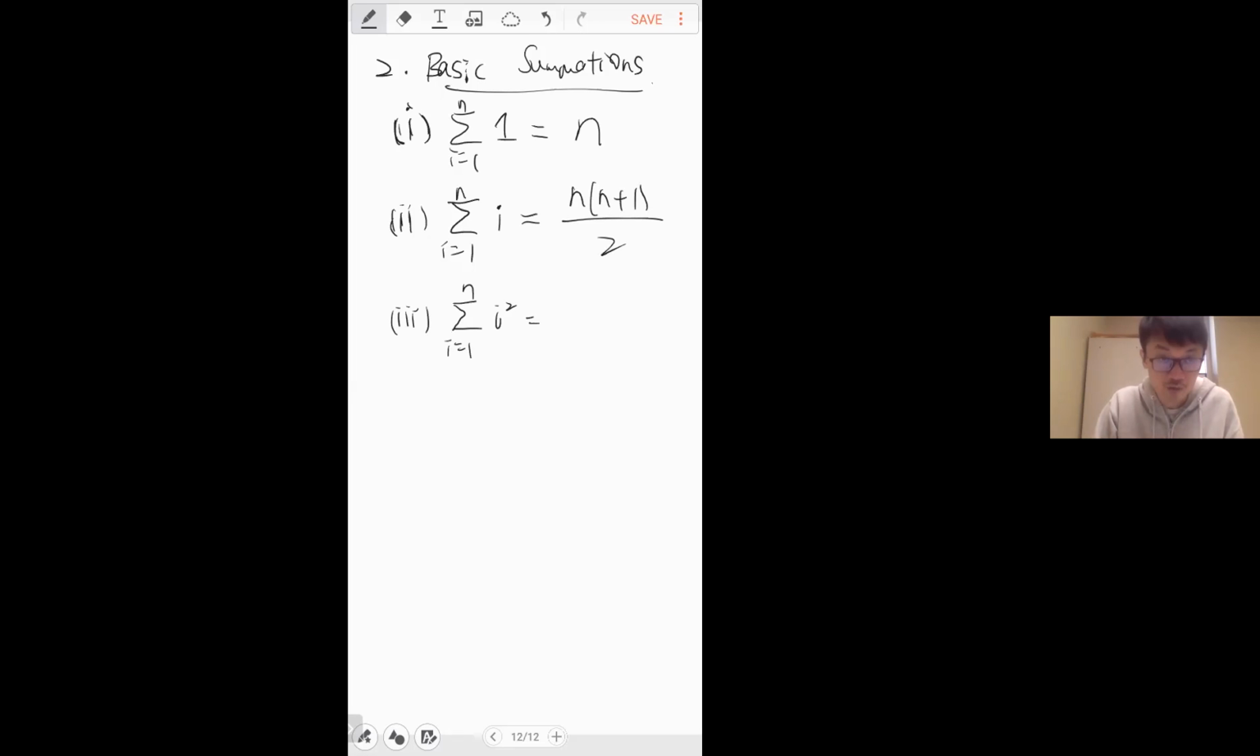We also have the formula for the sum of squares. So I want to sum up the square of numbers going from 1 to n. So I want to do 1 squared plus 2 squared plus 3 squared, 4 squared, up to n squared. The formula is n times n plus 1 times 2n plus 1 divided by 6.